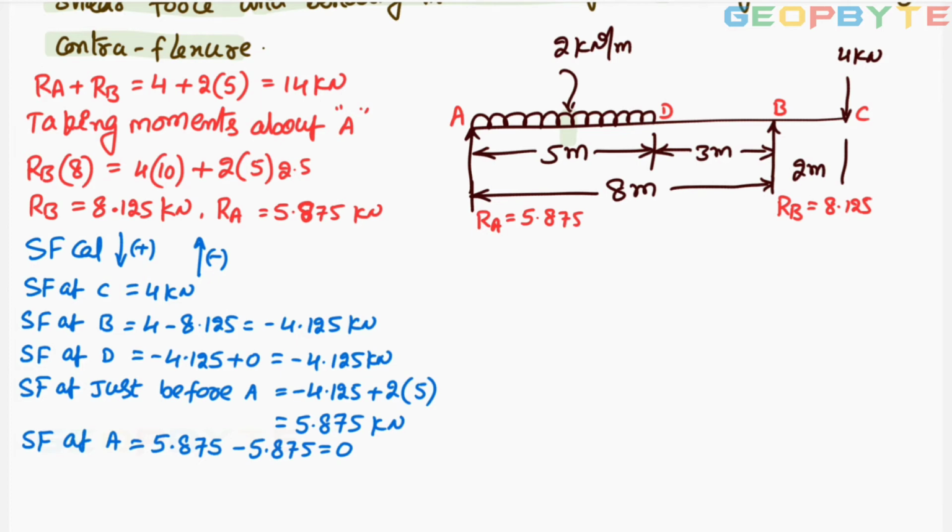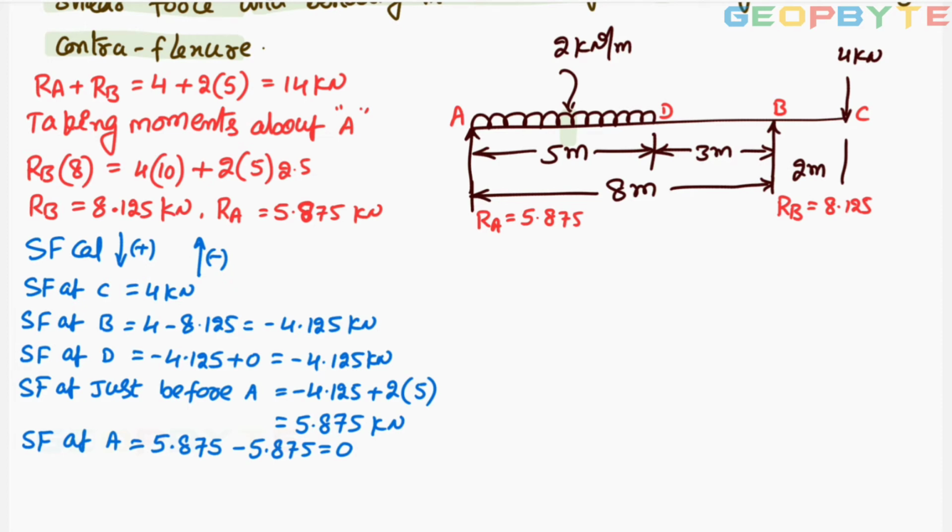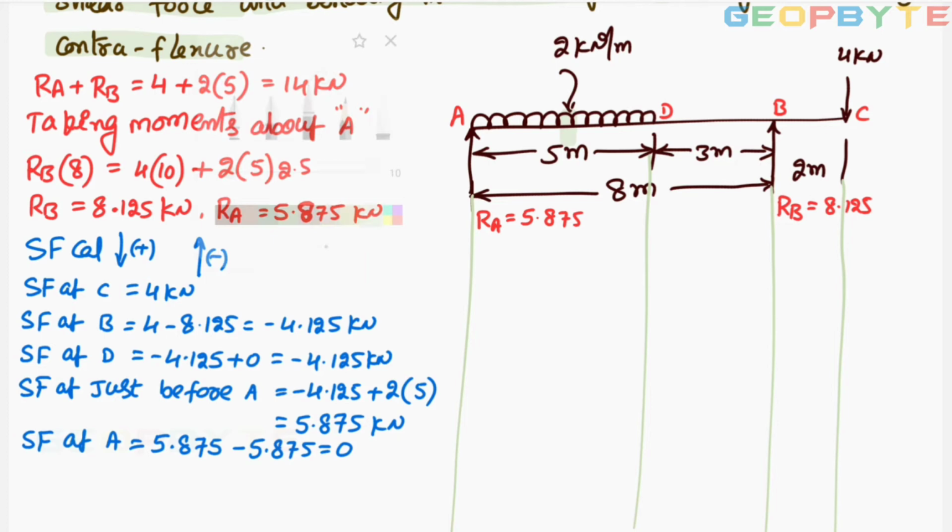For this information, let us construct the shear force diagram. For that, project the vertical lines like this from the respective points. So select the reference line like this. Points are A, B, the supports, C, D. Okay. Shear force at C is plus 4 kilonewtons.